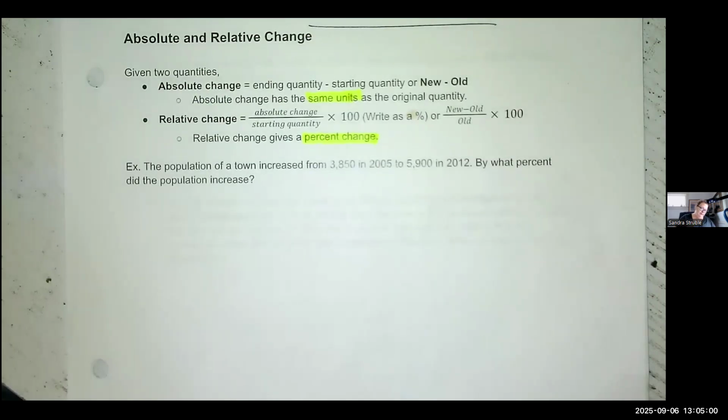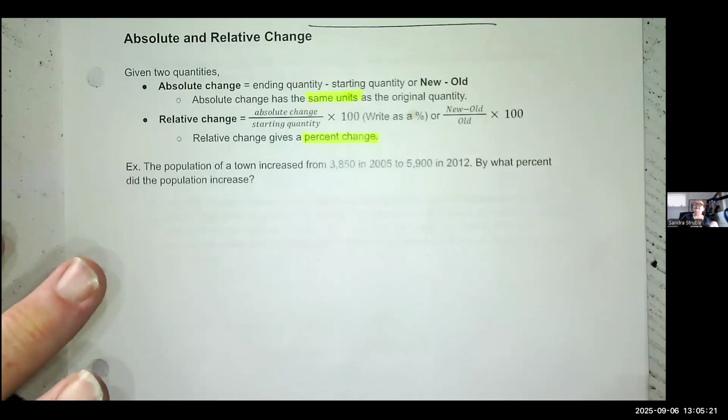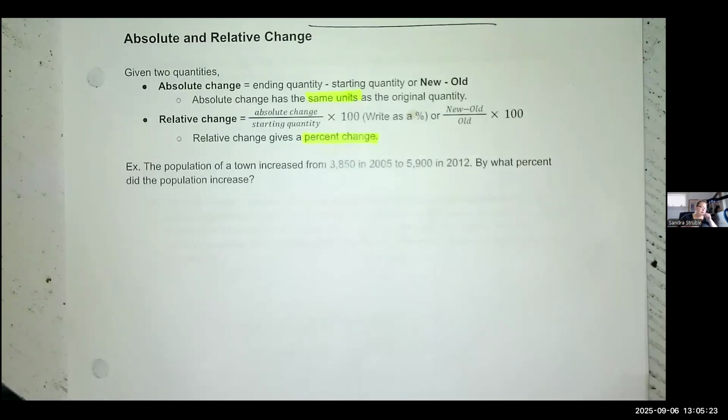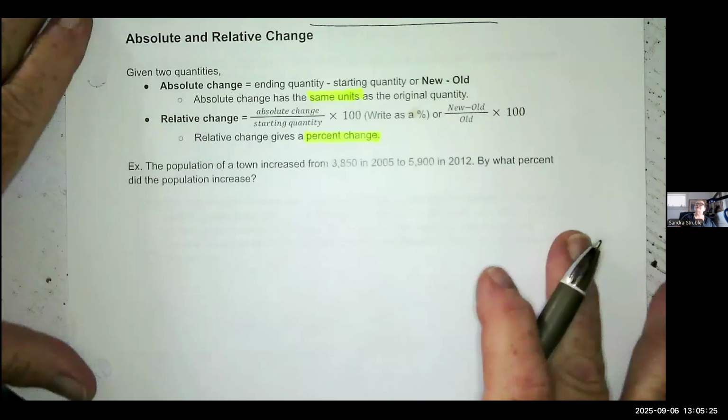In this first example, it says the population of a town increased from 3,850 in 2005 to 5,900 in 2012. By what percent did the population increase during those years? Well, they're asking for the percent change, so that's relative change. We're going to go ahead and do both, because whenever I'm doing a question on your exam, I'm going to ask for both.